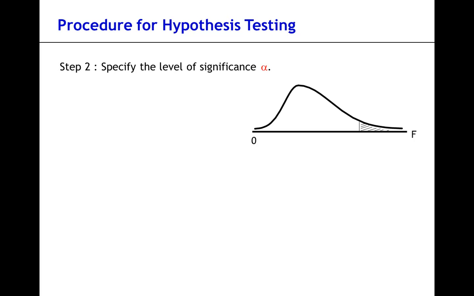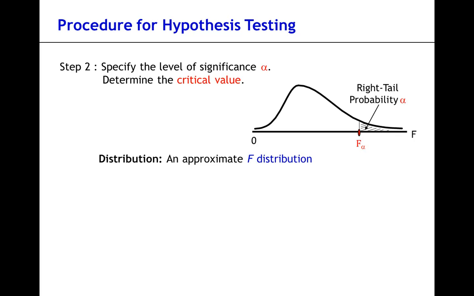For step 2, we specify the level of significance alpha so as to find the critical value. Alpha corresponds to this shaded area under the right tail. Critical value is this crucial point that divides the rejection region from the non-rejection region and is labeled F sub alpha. It is determined based on the F distribution value corresponding to a specified alpha, with k minus 1 degrees of freedom for the numerator and n minus k degrees of freedom for the denominator.